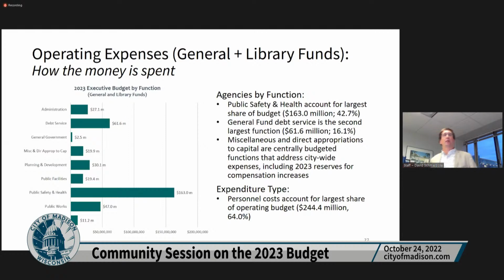And then you can see the other elements of the budget there, ranging from core administrative services and planning and development, our libraries, which is in public facilities, and transportation, which includes transit and traffic engineering. Miscellaneous and direct appropriations to capital, you'll see that there. It's a little under $20 million. That's where we centrally budget employee pay increases and certain benefit costs in that category. Personnel costs, no surprise, represent almost 2/3 of the budget, so paying the people employed by the city to deliver city services.